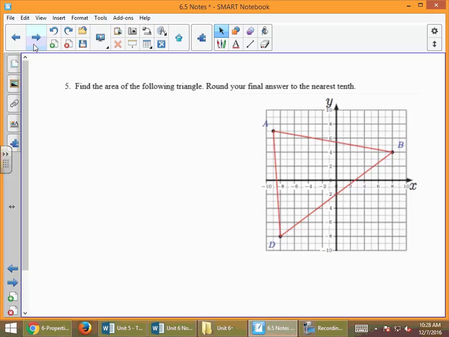That's going to be the formula. That's the area formula. It's going to be area equals 1/2 base times height, indeed. But here's what we're going to have to do.